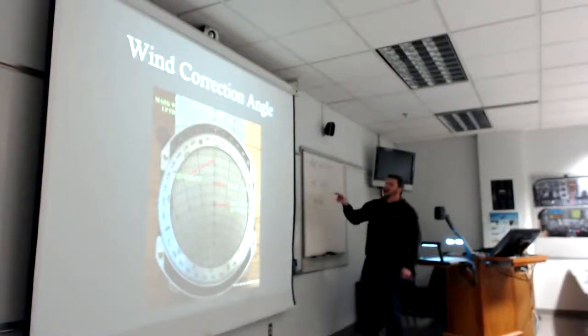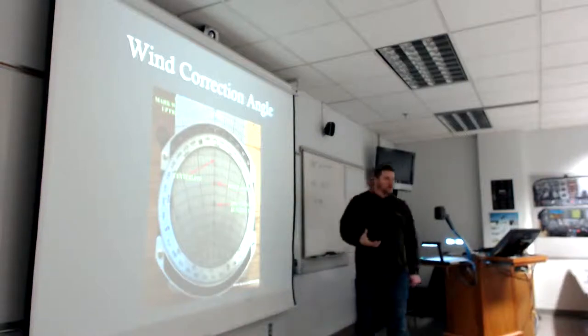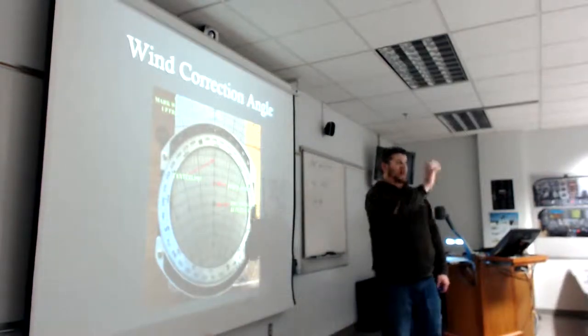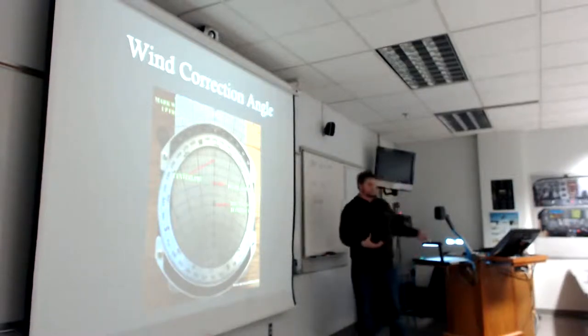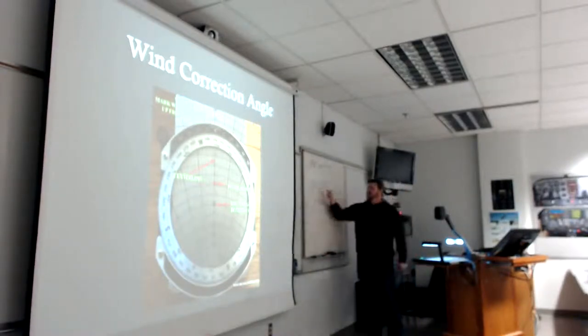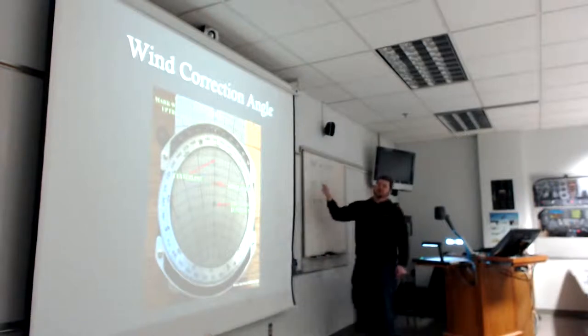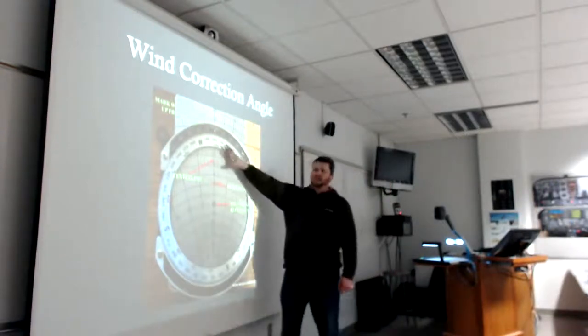All right, because now we're going to figure out what the wind correction angle is and what our ground speed is. So we put the wind on there. Now we're going to apply the wind to our heading. And our true heading is going to be 356. So that goes under the true index now. Okay?